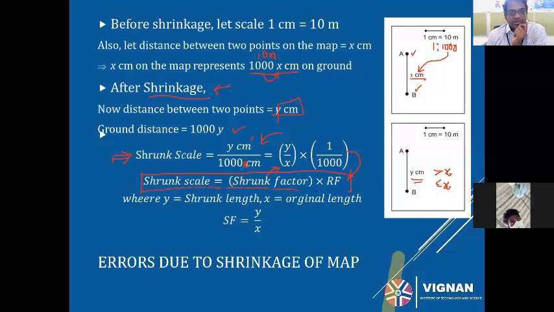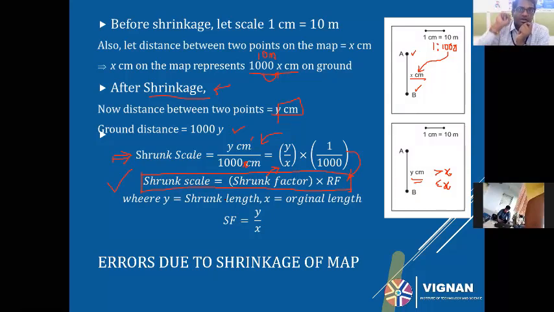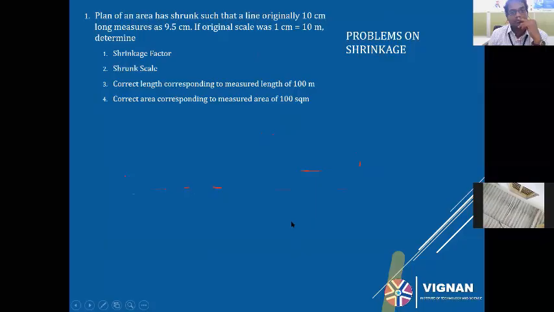Shrunk scale equal to shrunk factor into representation factor of that map, right? Representation factor is the scale with which it is plotted. Shrunk factor అంటే ఏంటండి? Shrunk అయిన length divided by original length. Okay, let us take one problem అండి.